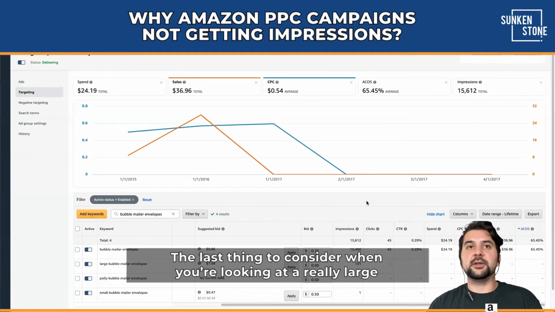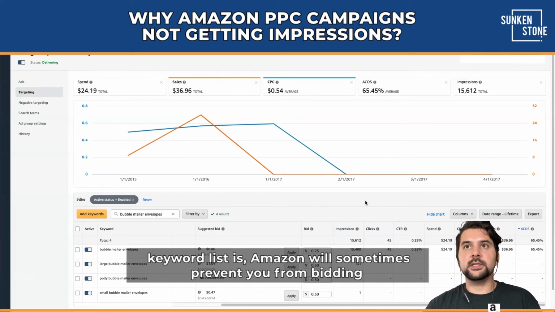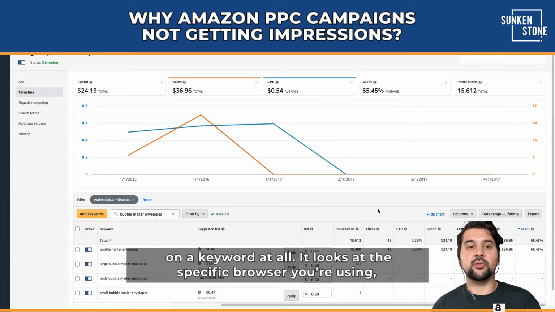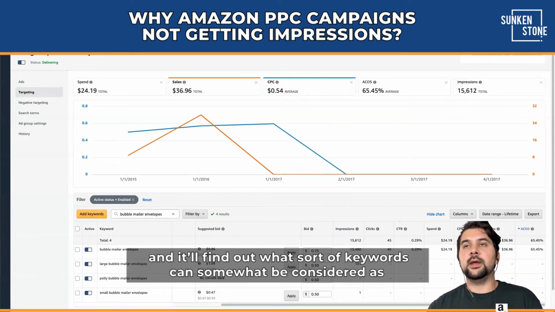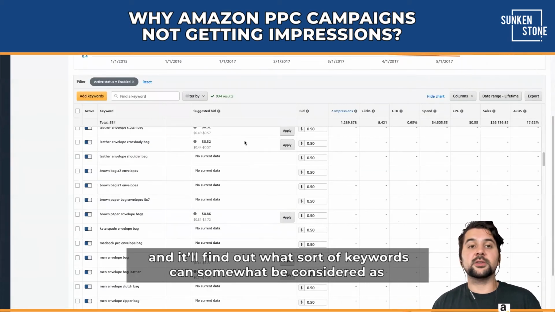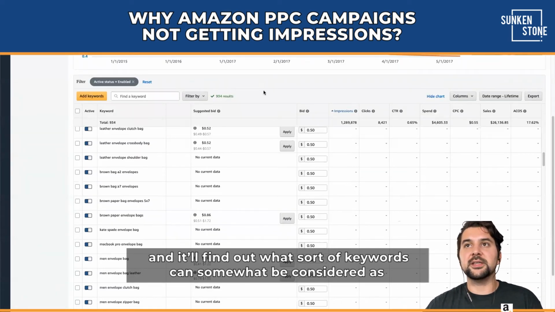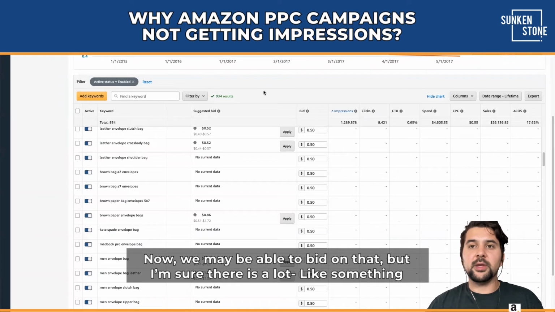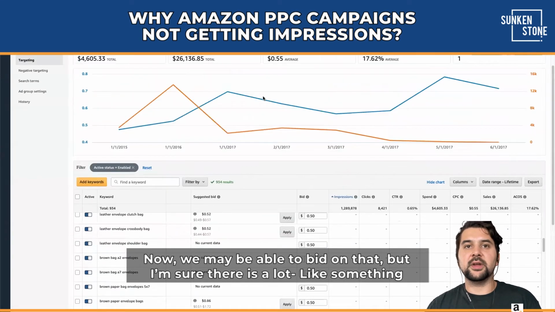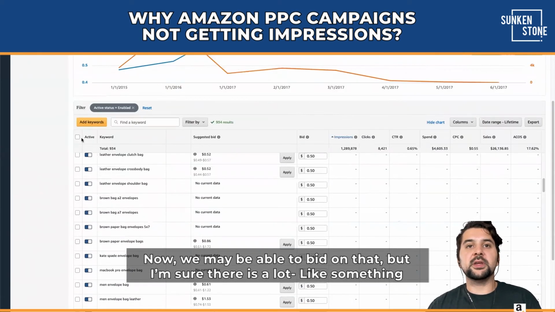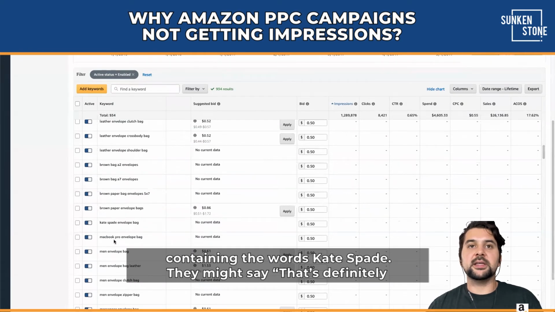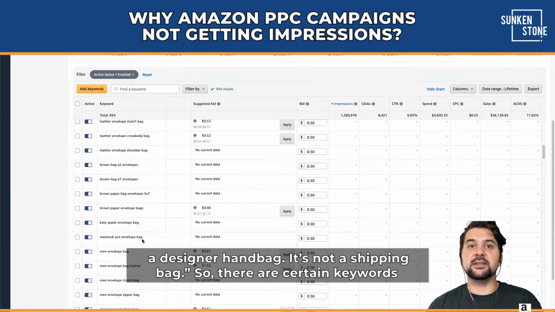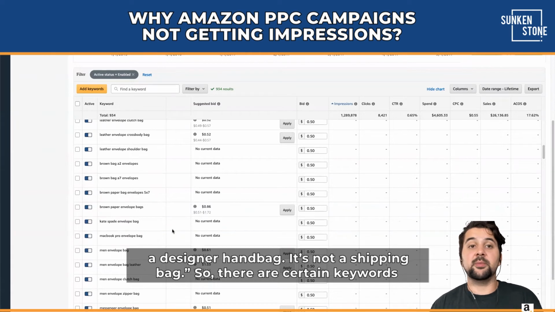The last thing to consider when you're looking at a really large keyword list is Amazon sometimes will prevent you from bidding on a keyword at all. It looks at the specific browse node you're using, and it'll find out what sort of keywords can somewhat be considered as relevant. But let's say here we have this MacBook Pro envelope bag. Now we may be able to bid on that, but I'm sure there's a lot of keywords containing the word Kate Spade. They might say that's definitely a designer handbag. It's not a shipping bag.